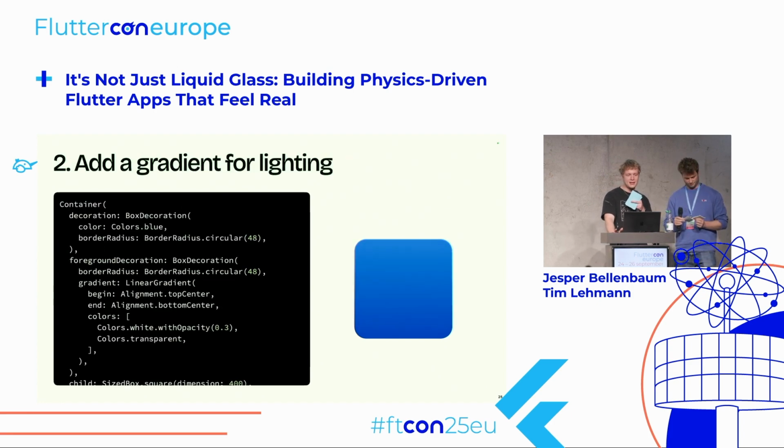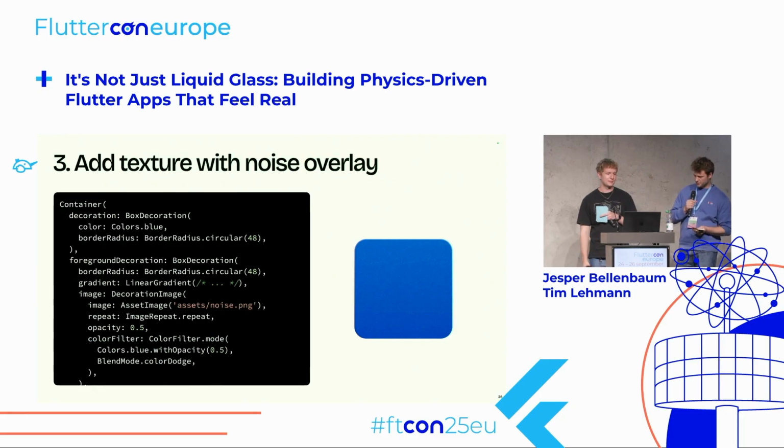If you want to add a gradient for lighting, you can do that as well with a foreground decoration. Probably also most people know this. And then you have a gradient that shines on your object. So if you continue with the same idea, we would now also add some noise texture. You can do this in the foreground decoration where you just add an image, so it's painted on top of your children. And then you can blend this with a blend mode and a color into your widget.